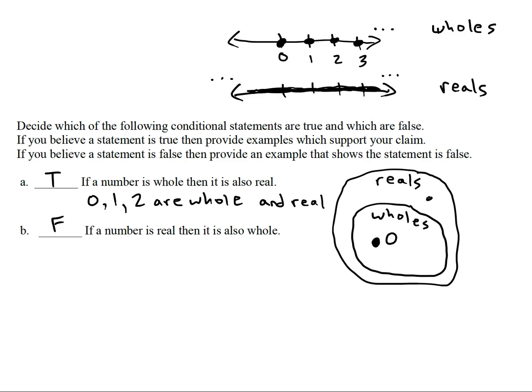I can think of one, a number that resides out here in the outer ring. How about the number 1/2? So 1/2 is real, but not whole. So 1/2 is a counterexample.